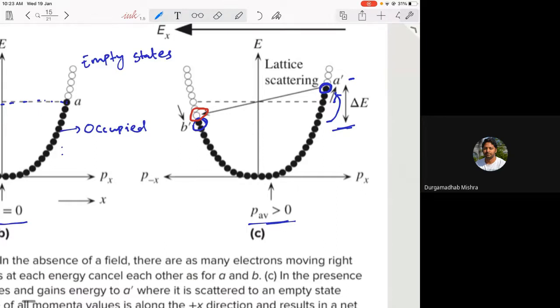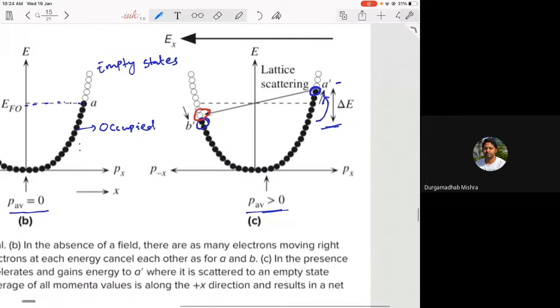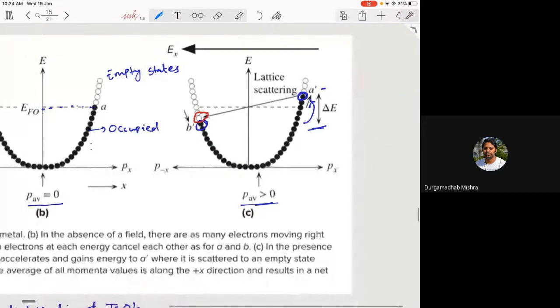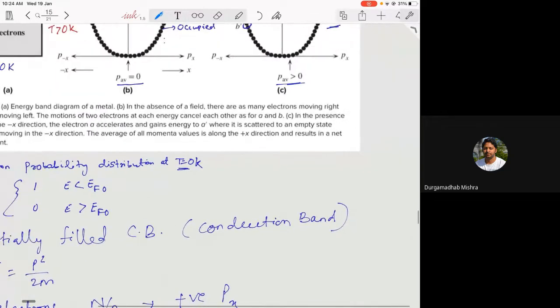In order to do that, there will be a change in momentum immediately. The electron, which has a positive momentum, has to change its momentum, and only then can it come from this point to this point. The change in momentum is like this: it has a positive momentum, and due to scattering it goes from a positive momentum to a negative momentum. So this is what a scattering process would look like. There will be a change in momentum.